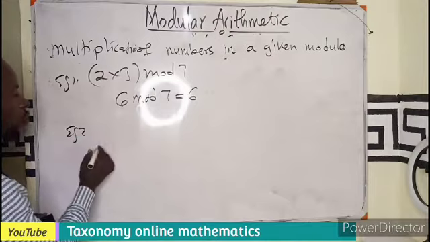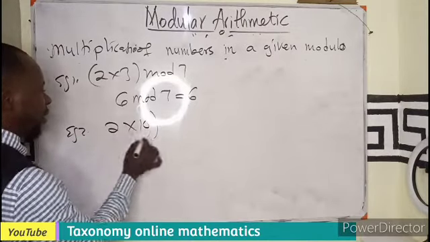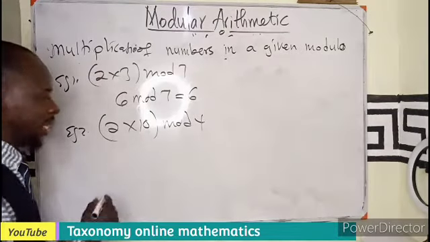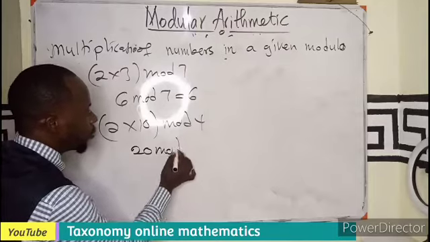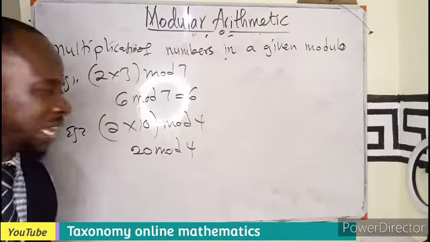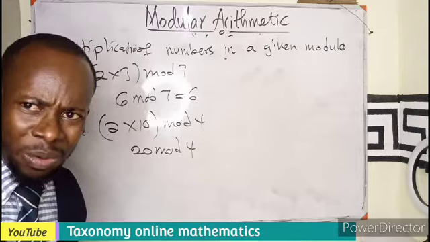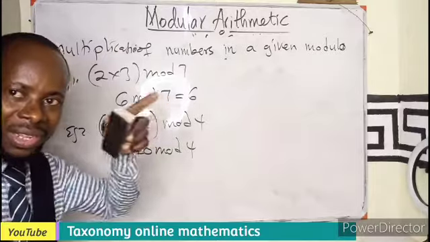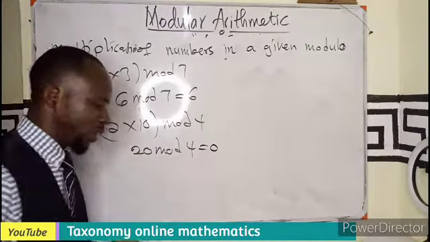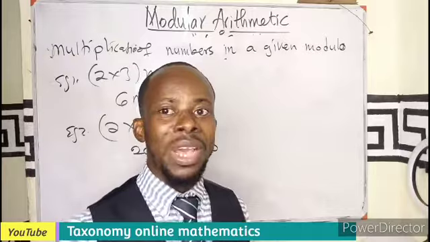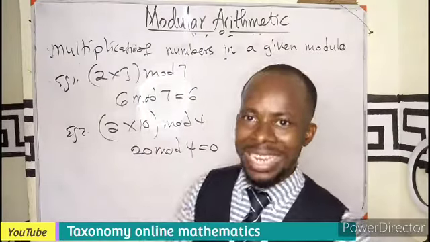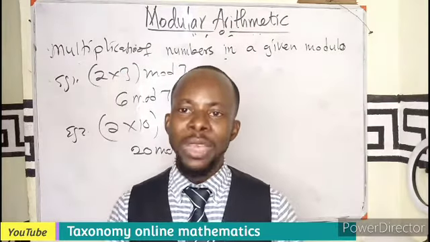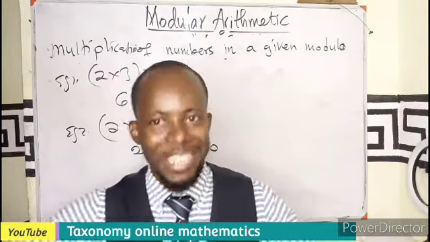If I have example 2 to be 2 times 10 mod 4. 2 times 10 is 20, mod 4. I believe someone is saying the answer is 0. Is that possible to be 0? That is 20 divided by 4 is 5, remainder 0. So you get your answer. You are so good. So addition, subtraction, multiplication of any number, you could be able to get your answer so easily.